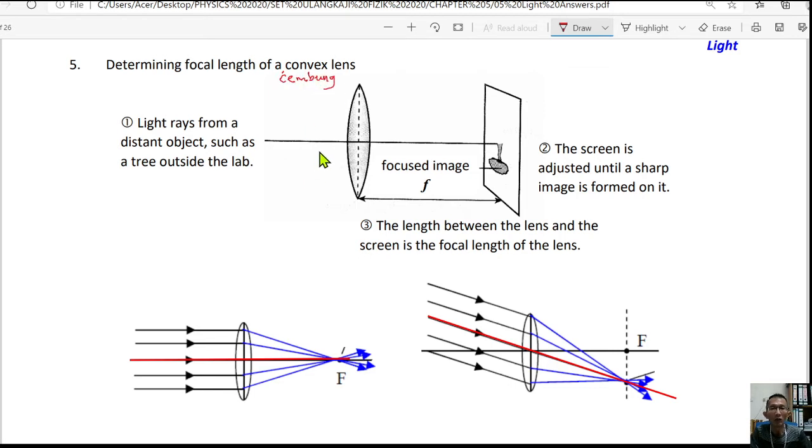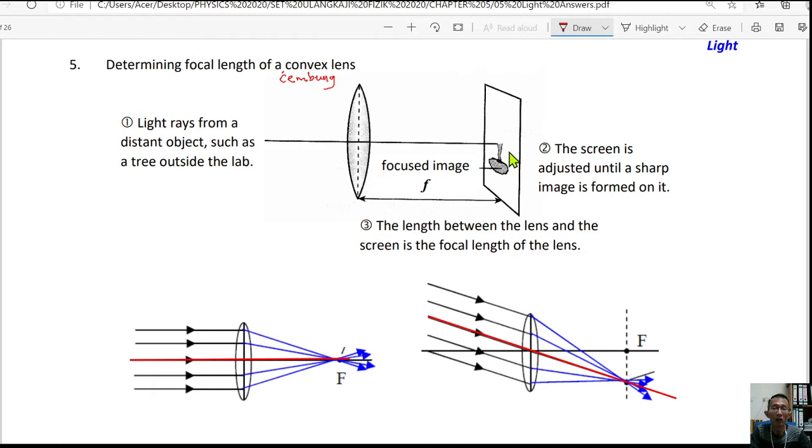To determine the focal length of a convex lens, first we use a distant object, for example, a tree outside the lab, as our object. Then we let the light go through our lens, and we adjust the screen until we get the sharpest image formed on the screen. As you can see here, the image will be diminished, it will become smaller, and it is upside down. It can be formed on the screen, so this image must be real.